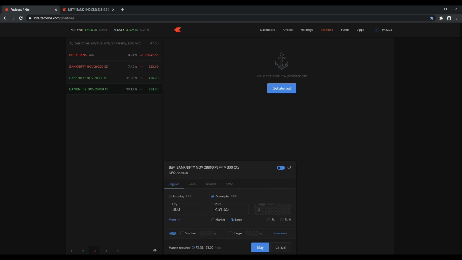And the other thing, overnight. Overnight is nothing but delivery. Say suppose today I am taking a trade for next Thursday, when it will expire. If you are taking an overnight trade, it means that irrespective of your profit or loss, this trade will be carried forward to the next day until the expiry date. Say suppose next Thursday, in the case of Bank Nifty, at 3:30 it will expire. So these are the two things which you have to know. And other things, I think, are quite common.